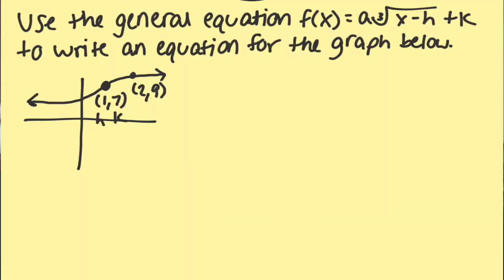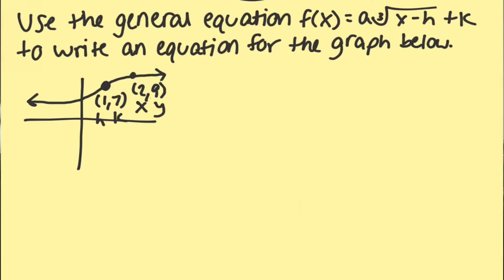That little turning point is your (h, k). If you have an even root graph, so you have a starting point and then it keeps going, your starting point, your vertex, is (h, k). And then (x, y) is any other random point on the graph. So that would be the (2, 9) here.